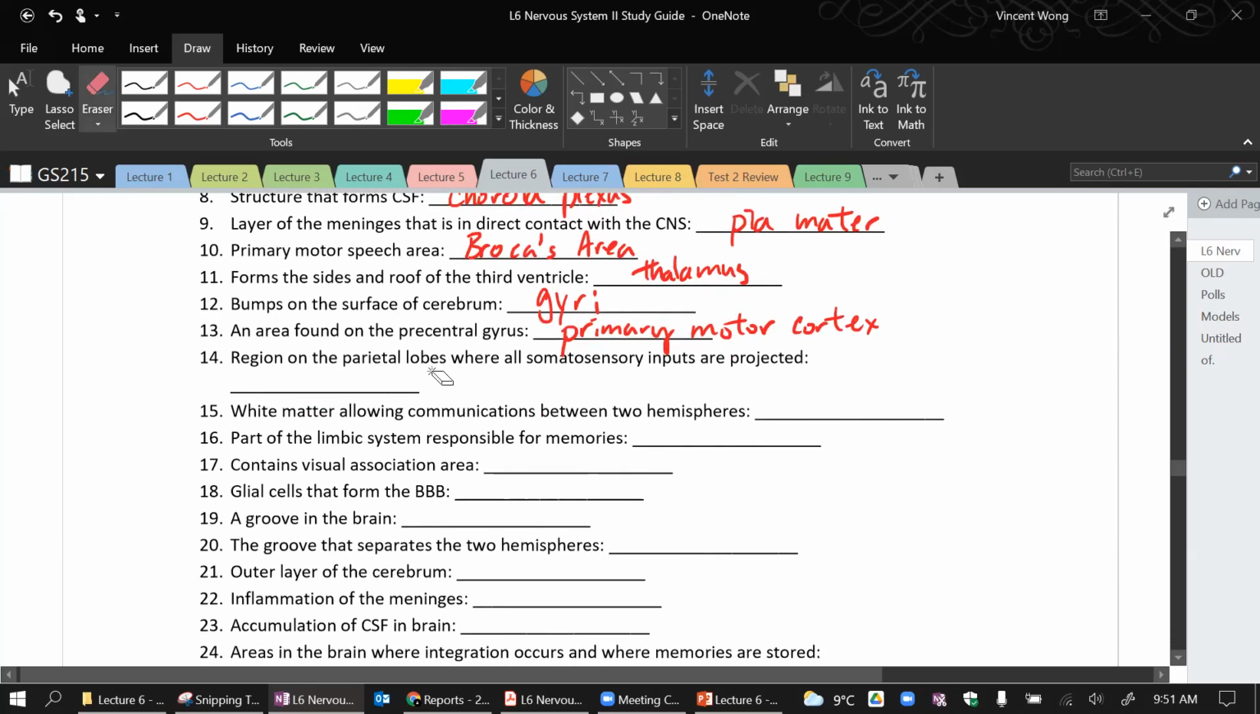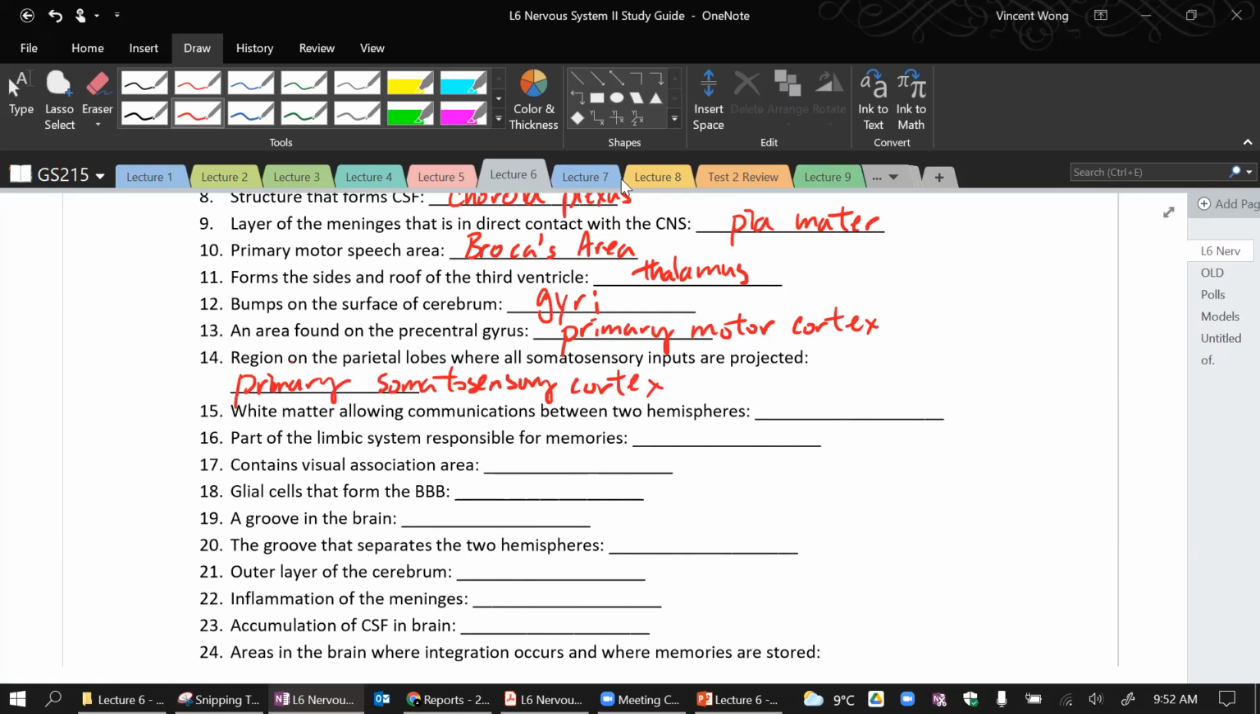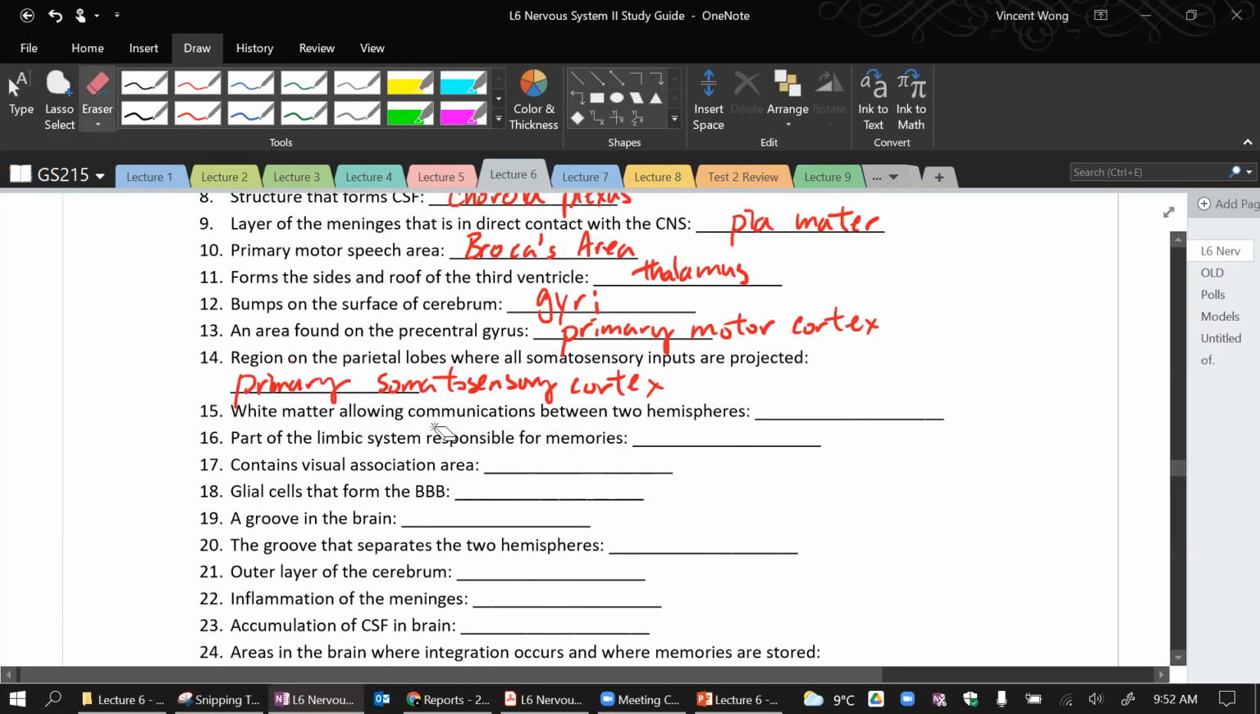Region on the parietal lobes where all somatosensory inputs are projected. That is the primary somatosensory cortex. Okay, so all somatosensory inputs refers to everything you can feel with your skin. Okay, the pressure, the texture, the pain, the temperature. White matter allowing communication between the two hemispheres. Okay, I mentioned this a couple of times already today as well. That is the corpus callosum.